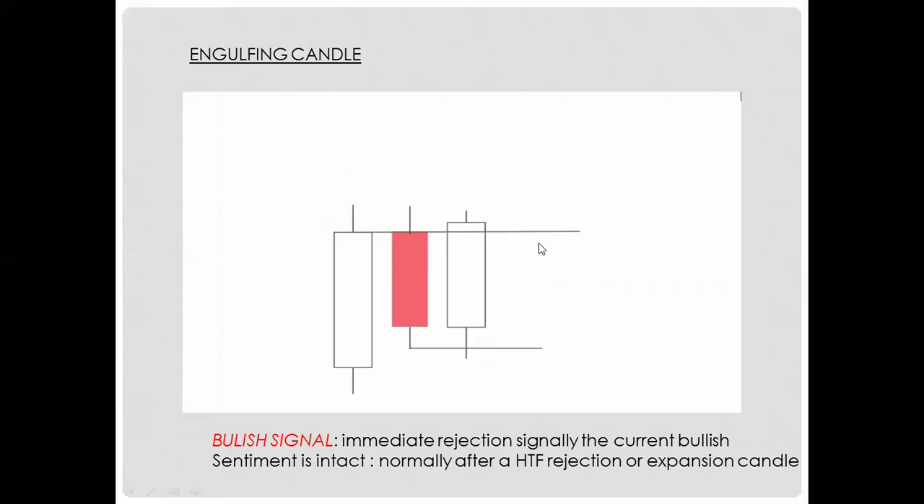The engulfing, the piercing line, and then the star. These 3, if you get this one, you have what you want. You just stick to this one. You start withdrawing money into your bank.